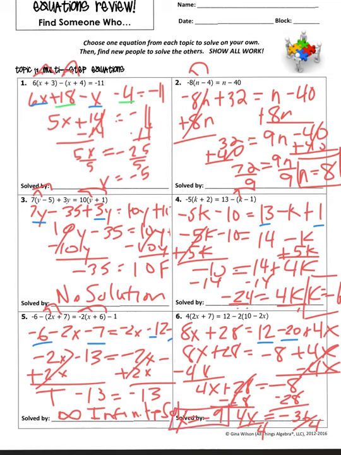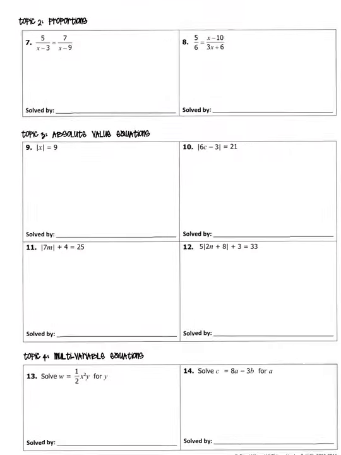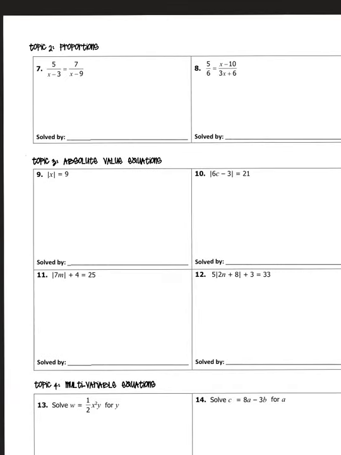All right. That is the first page. Moving on. Topic 2, proportions. And hopefully you found these not too challenging. When I cross multiply, I'm going to do this first one the long way, and then I'll do the second one a shorter way. So you cross multiply proportions, okay?